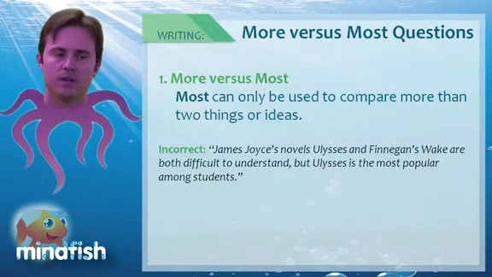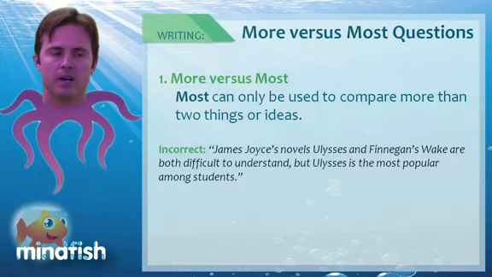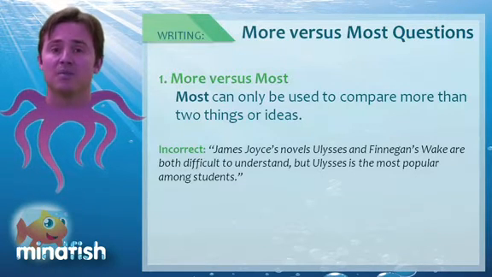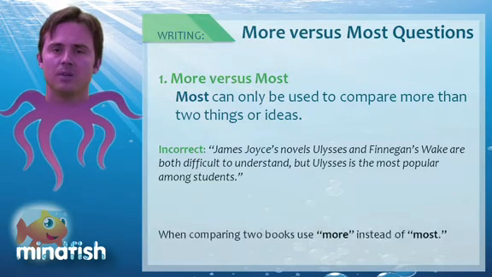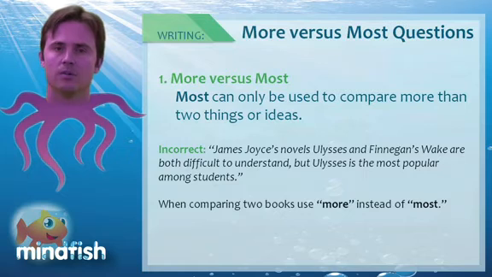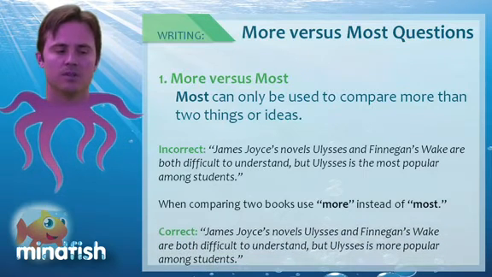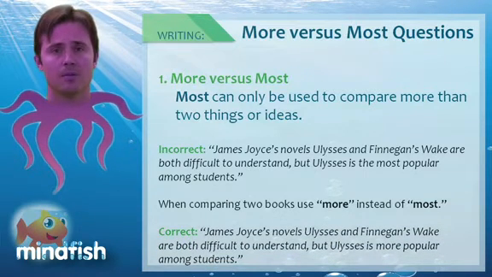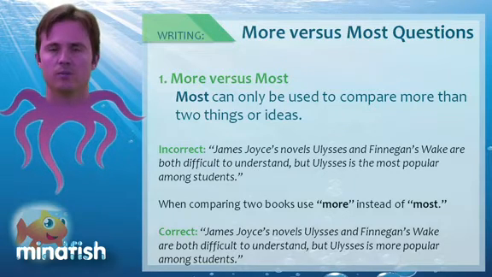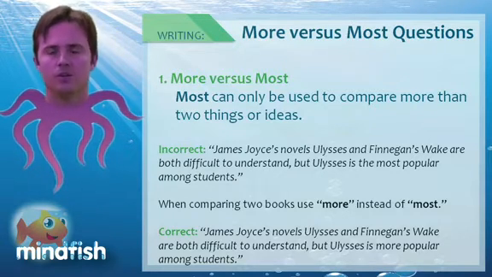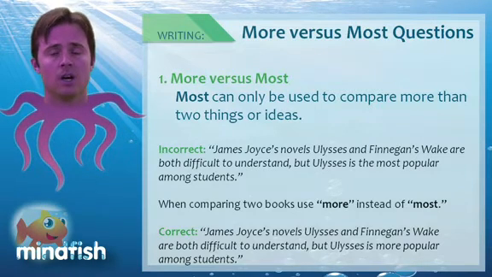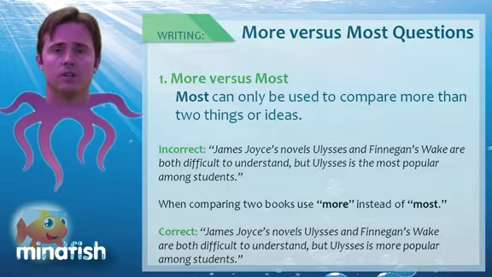So in this first example here, we have James Joyce's novel Ulysses and Finnegan's Wake are both difficult to understand, but Ulysses is the most popular among students. Now this is incorrect because we're only dealing with two books, so we're going to say more here and not most. So the right way to say it would be, are both difficult to understand, but Ulysses is the more popular among students. So again, it's really just about making sure you're looking for the words more and most, and you're always asking, should you use the other word? It's always just a matter of, are you comparing two things? You should use more. Or are you comparing more than two, in which case you should use most?